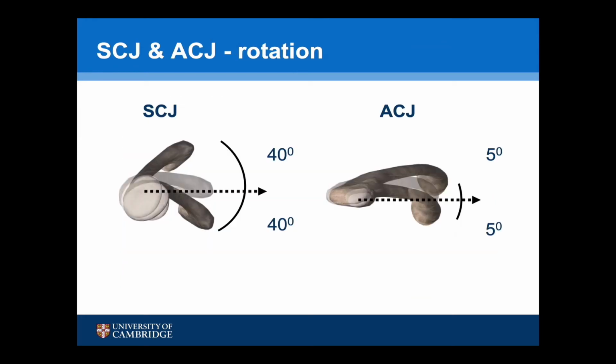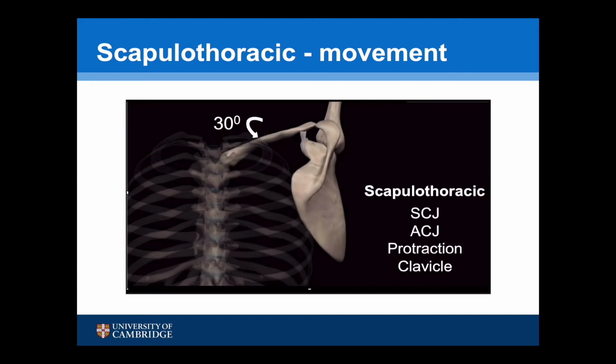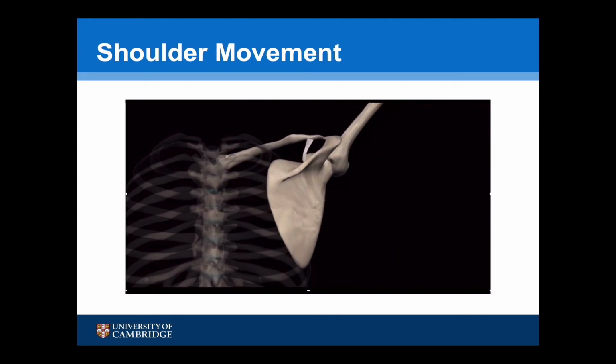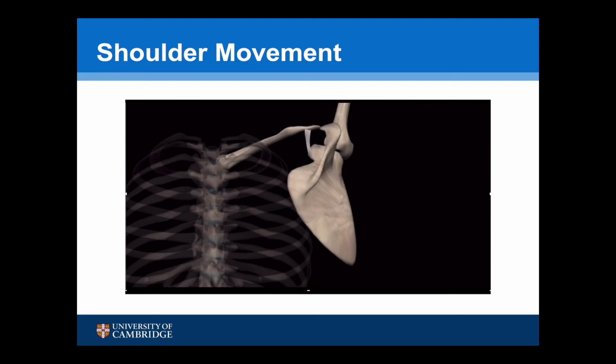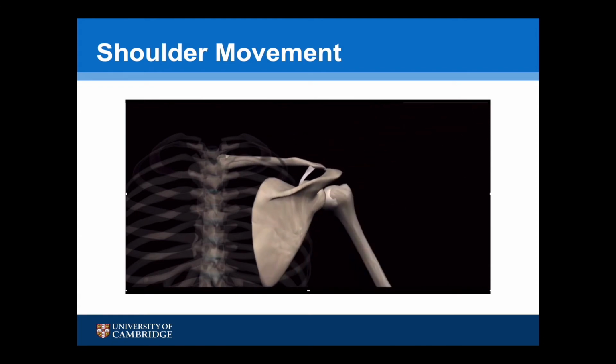There is 40 degrees of anterior and posterior rotation at the sternoclavicular joint and 5 degrees at the AC joint. Posterior rotation of the clavicle further elevates the scapula and tilts it upwards, achieving full elevation at the glenohumeral joint. In the full animation we can see abduction of the glenohumeral joint, elevation of the clavicle, protraction of the scapula and rotation of the clavicle backwards, achieving full elevation.